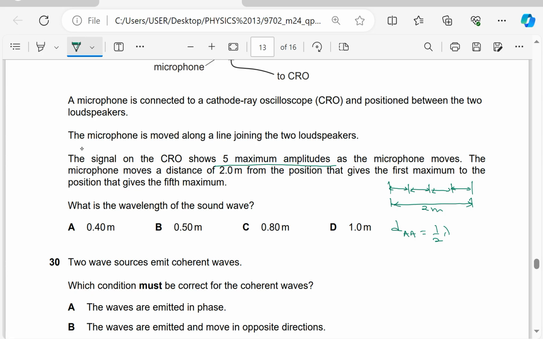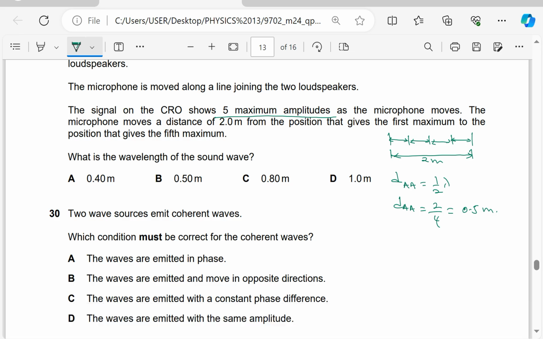So the distance between one maximum and another maximum is going to be 2 meters divided by 4, which is 0.5 meters. So what is the wavelength of the sound wave? So I will say 0.5 equals a half wavelength. So wavelength is 0.5 times 2, which is equal to 1.0 meters. So the wavelength is going to be 1 meter.